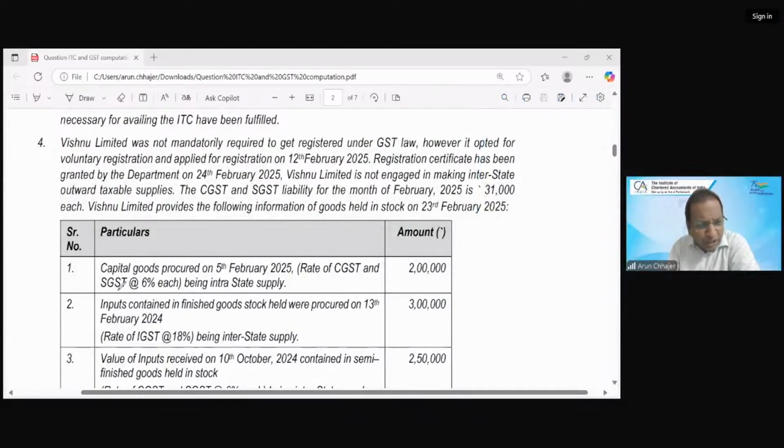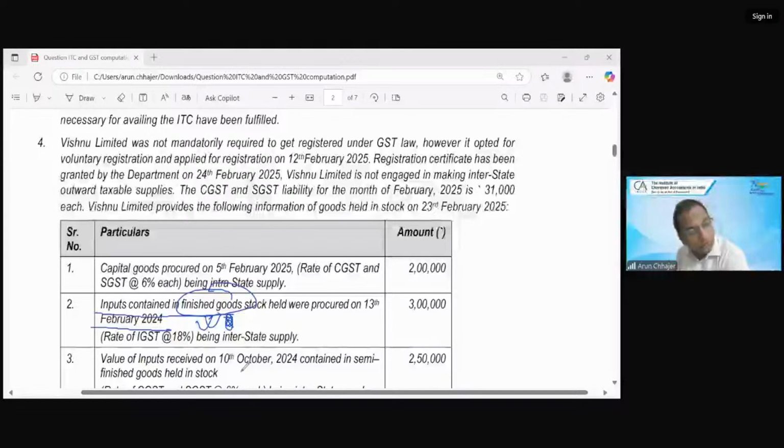Inputs contained in finished goods held were procured on 13th Feb 2024. Can you claim the ITC? This time it is not capital goods, it is finished goods. So finished goods, no problem. In the finished goods, there is no problem. Can you take the ITC?